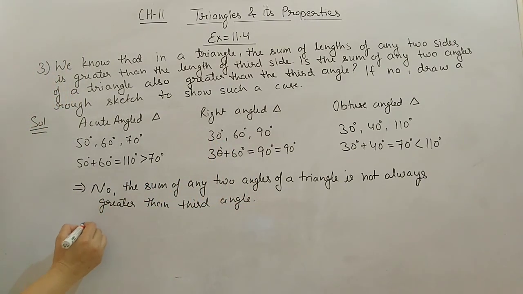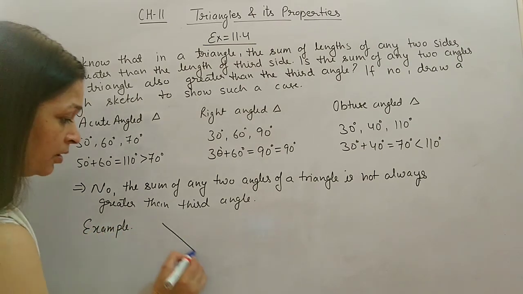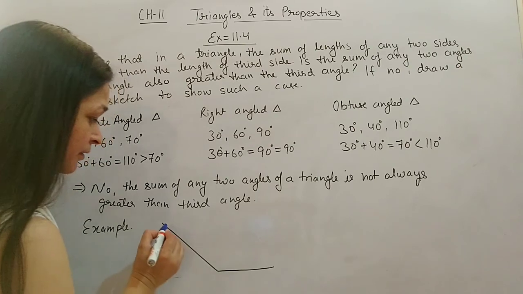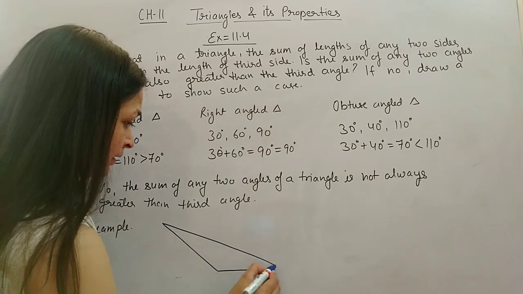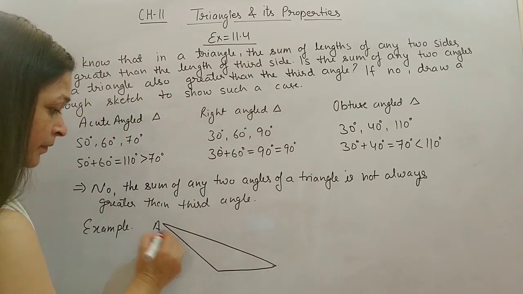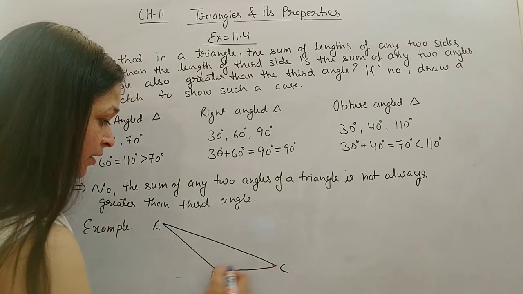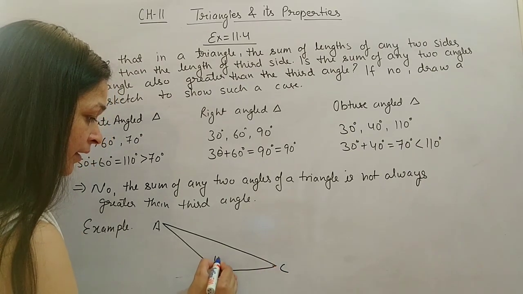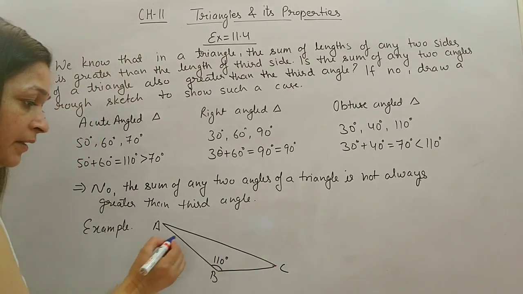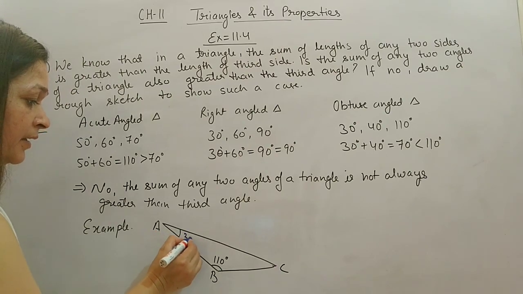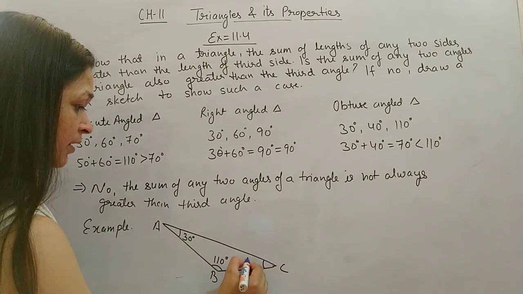So the example is, you can draw any obtuse angle triangle. An obtuse angle triangle means one angle will be more than 90 degrees. So here you can draw one obtuse angle triangle. Suppose the same example: 110, here a 130 degree angle, and this is a 40 degree angle.